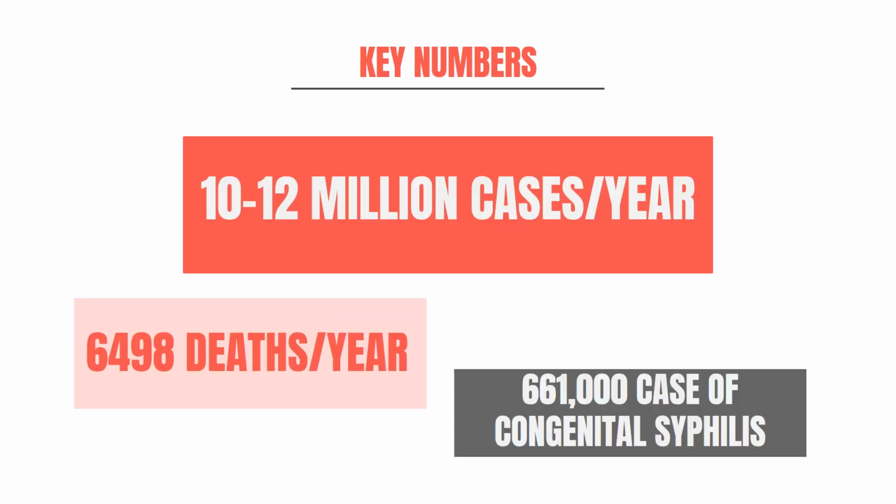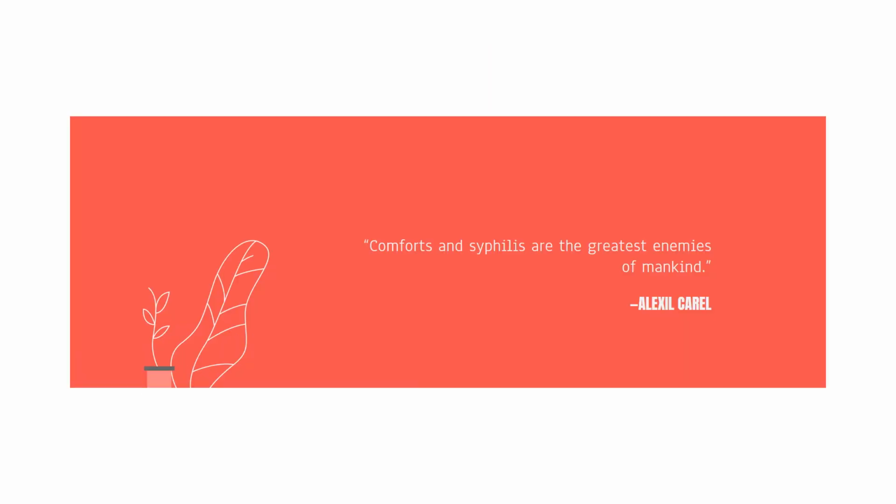Can you believe it? There are 10 to 12 million cases per year of syphilis. 10 to 12 million. And 5% of those cases are congenital syphilis. And 6,498 deaths per year are caused by syphilis. "Comforts and syphilis are the greatest enemies of mankind." This is the quote of Alexis Carrel, who is a French surgeon, and he also got the Nobel Prize in Physiology in 1912.